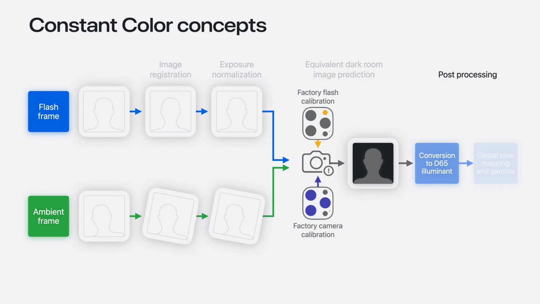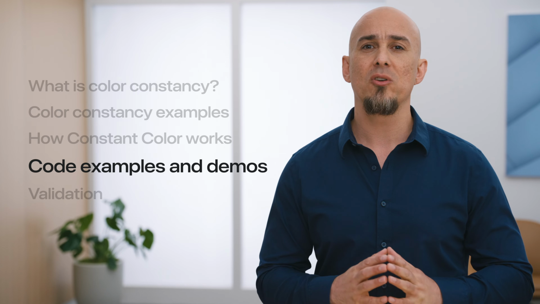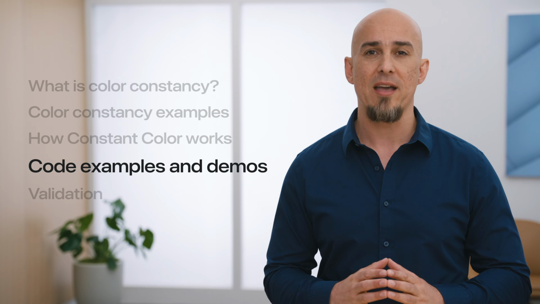Finally, the darkroom image is rendered as if it were lit by a standard D65 illuminant. It then receives global tone mapping and a 2.2 gamma encoding. In order to preserve subtle changes in material lightness across the field of view, no local tone mapping is applied. Now let's look at how you can capture constant color images in your app.